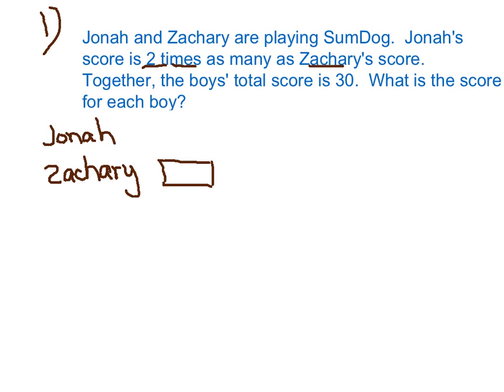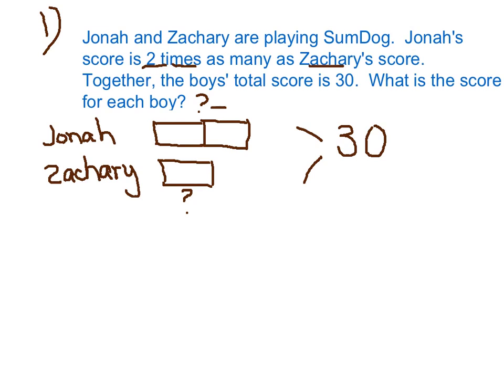There you go. Now let's go section by section and draw it. Jonah and Zachary are playing some dog. I have that. Jonah's score is 2 times as many as Zachary's. So Jonah has 1 times and then 2 times as many. Together, the boys' total score is 30. So altogether, if I put together both their scores, I would have 30. What is the score for each boy?